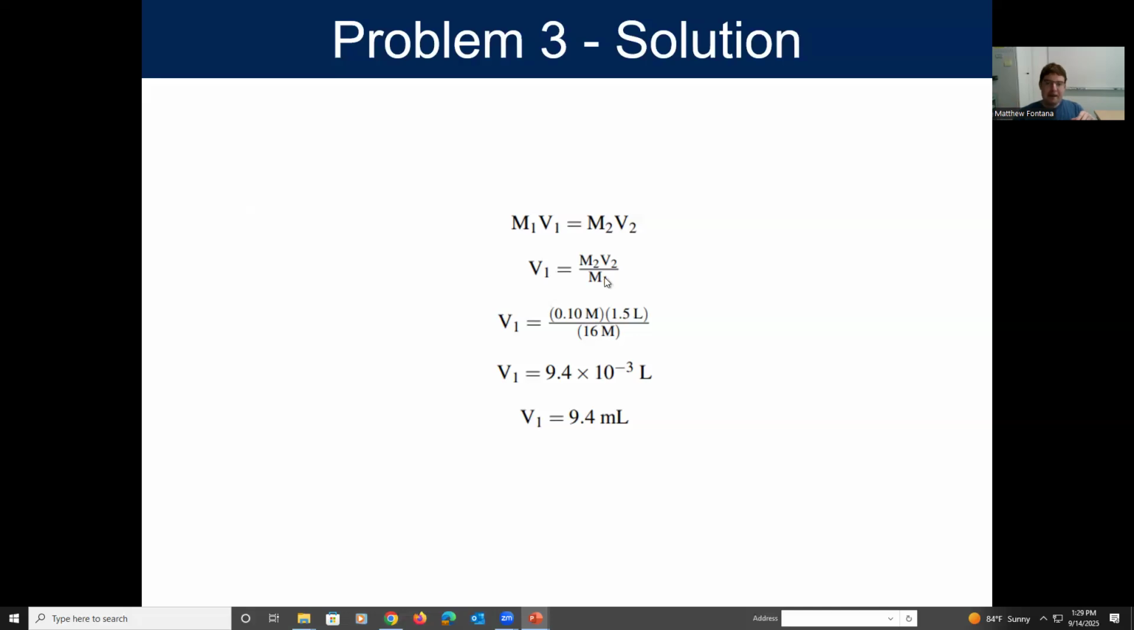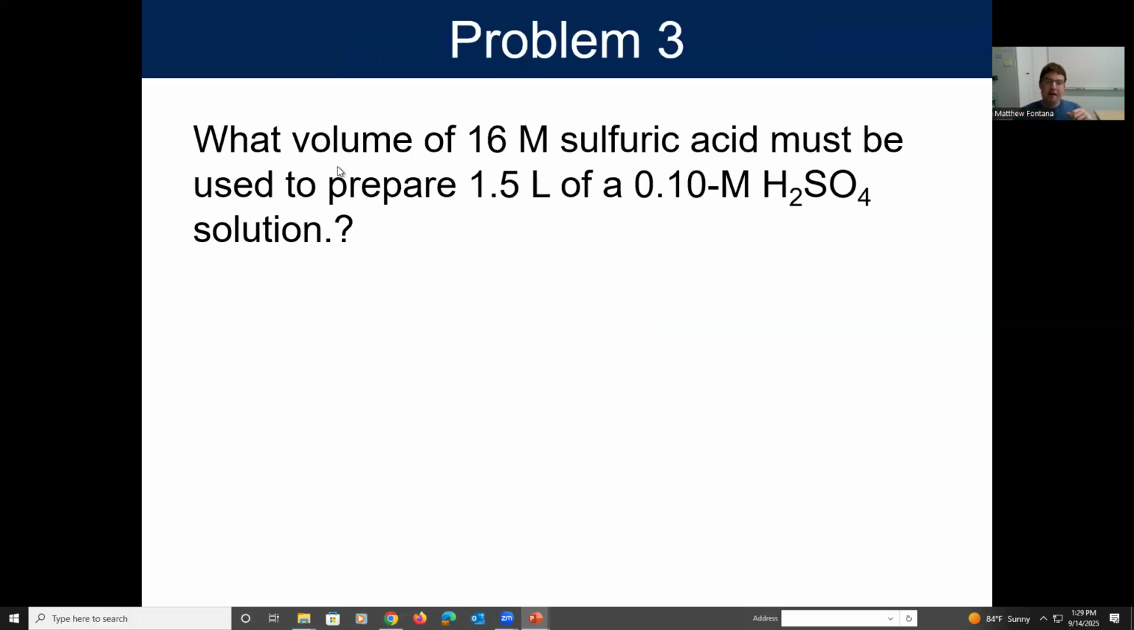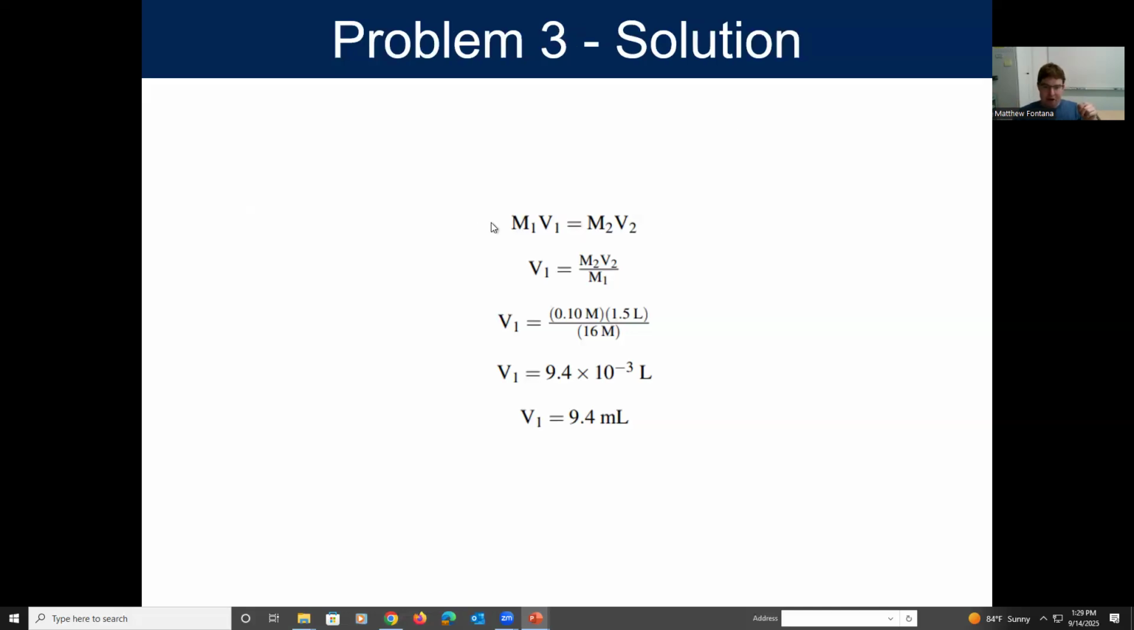And lastly, we need our M1, which is our starting concentration before we do the dilution. We can go here and see that the concentration of the sulfuric acid prior to dilution is 16 molar. And so we do that. And here's our equation. We plug in the values. We add our units.